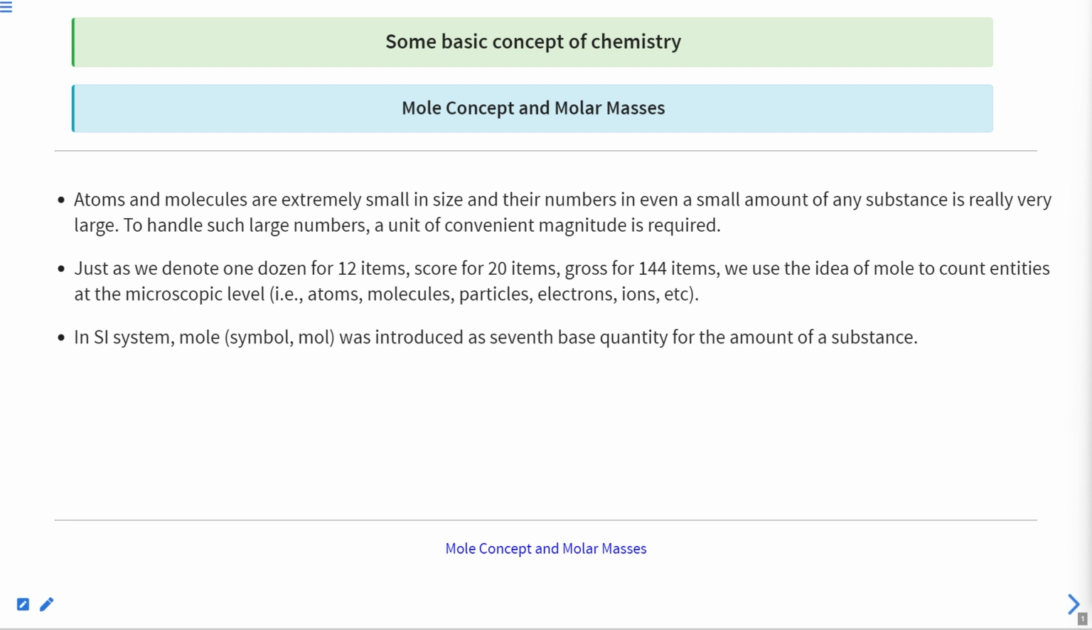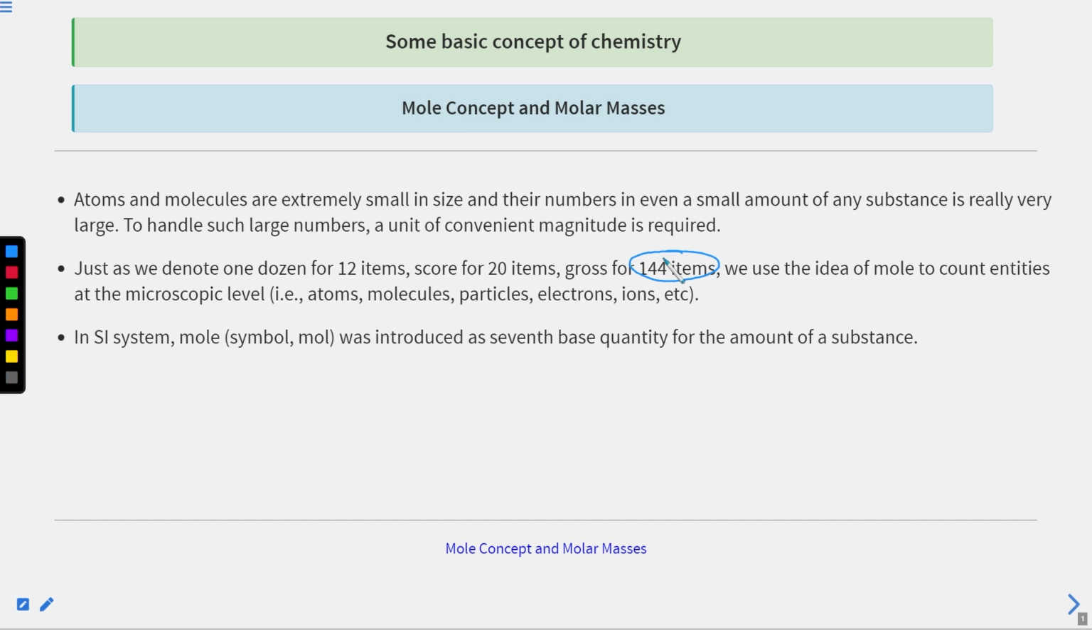Or we say score for 20 items. Score can be of anything. Score can be of children, of people, of any fruit. So a score of anything will contain how many items? Only 20 items. Similarly, we have gross for 144 items. Similarly, this mole is also applicable to any entity.